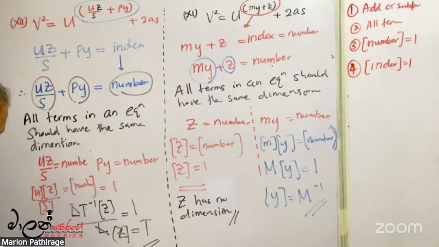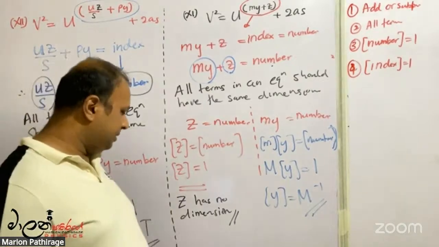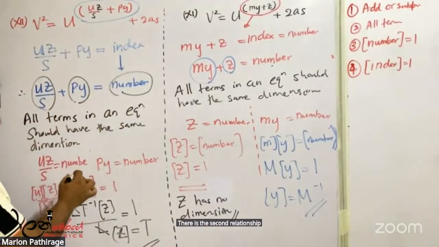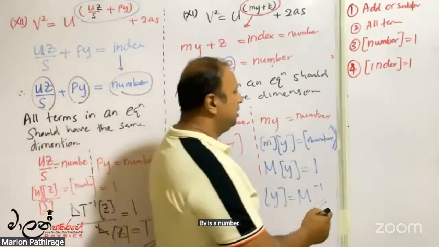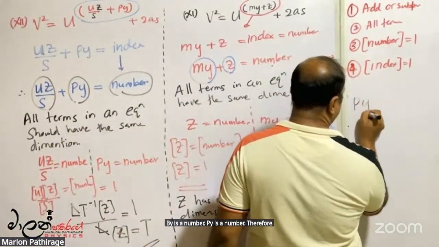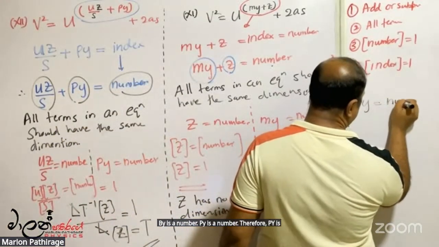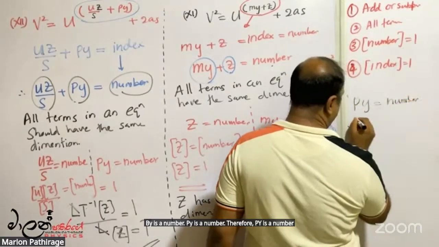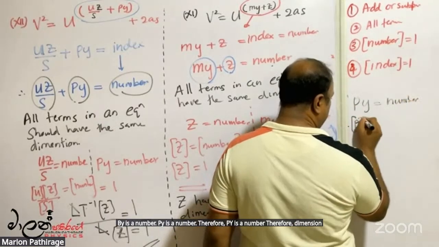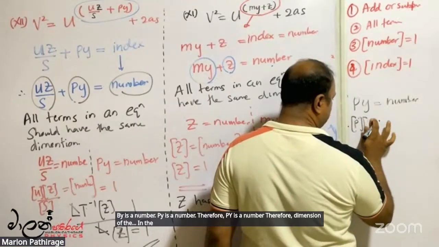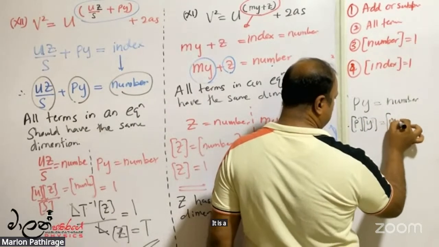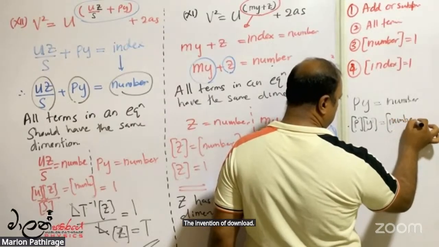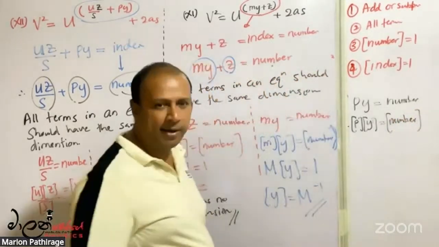Very good. Then the second relationship is this one. Py is a number. Therefore, dimension of P into dimension of Y is the dimension of a number. Dimension of a number is 1.